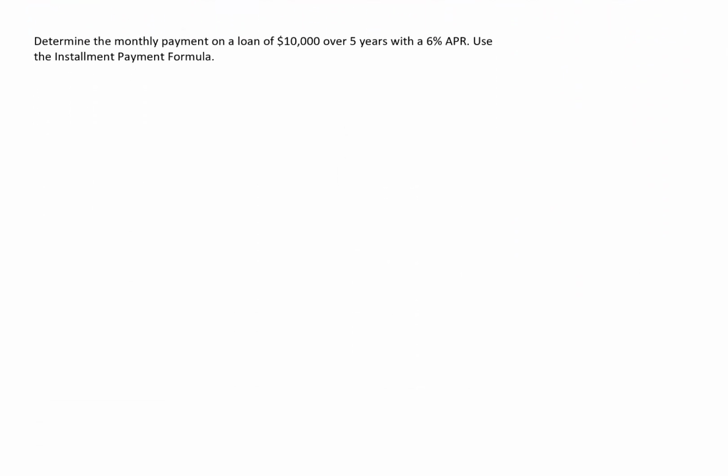Let's determine the monthly payment on a loan of $10,000 over 5 years with a 6% APR. And to do this, we're going to use the installment payment formula. So get ready for a complicated formula.